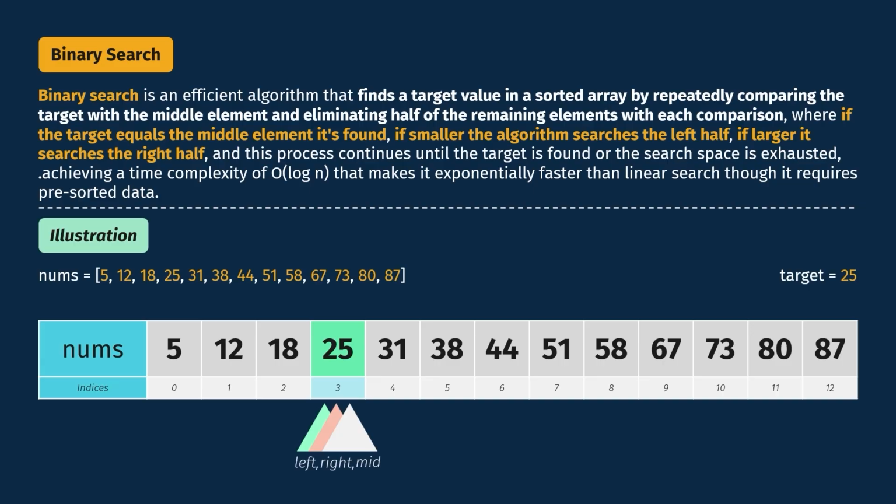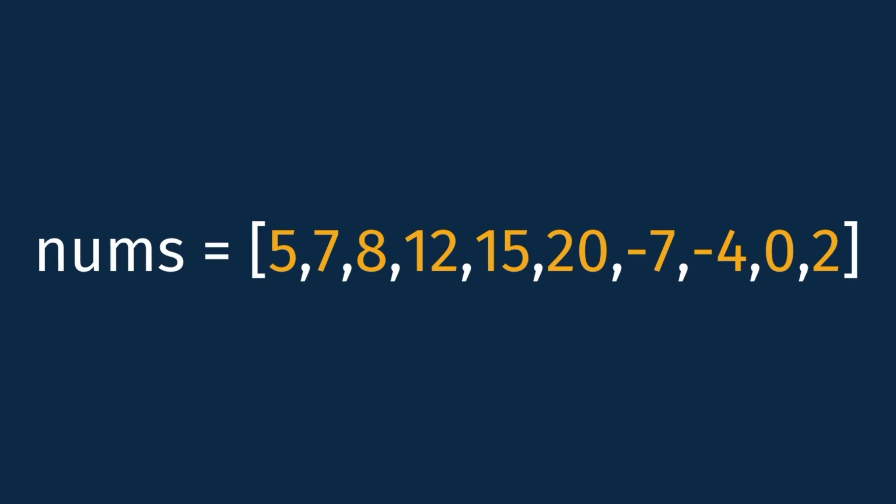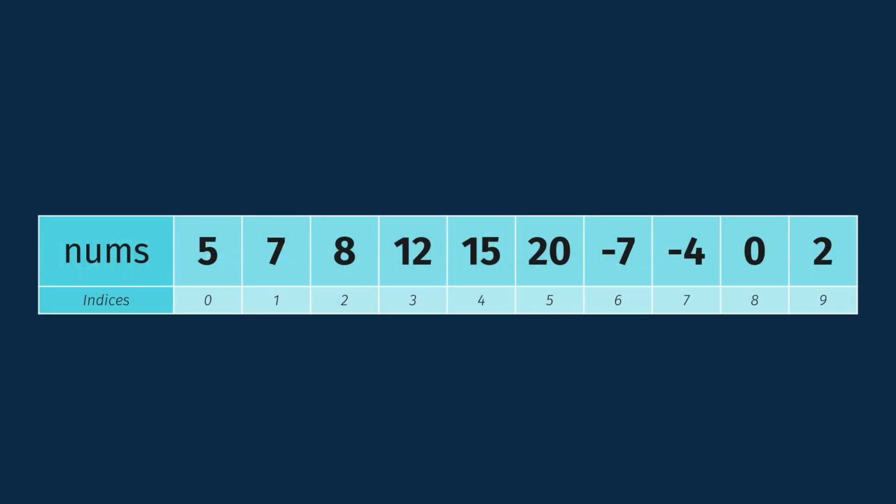So now that we understand how binary search works on a regular sorted array, let's see how we can adapt it for our rotated sorted array problem. Alright, let's walk through a detailed example using a rotated array with these values. Our goal is to find the minimum element in the most efficient way possible. First, let's visualize our array with its indices so we can keep track of everything. We have 5 at index 0, 7 at index 1, all the way up to 2 at index 9.